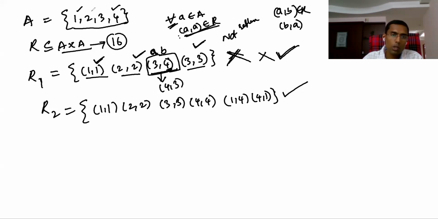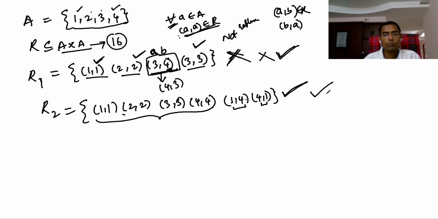For 1 the image should be 1, (2,2) is there, (3,3) is there, (4,4) is there. So therefore it is reflexive. Extra elements being there is no problem, I said. Whether it is symmetric or not, you need not check this, I told. (1,4) means (4,1) should be there. (a,b) is there, (b,a) is also there. So this is symmetric also.